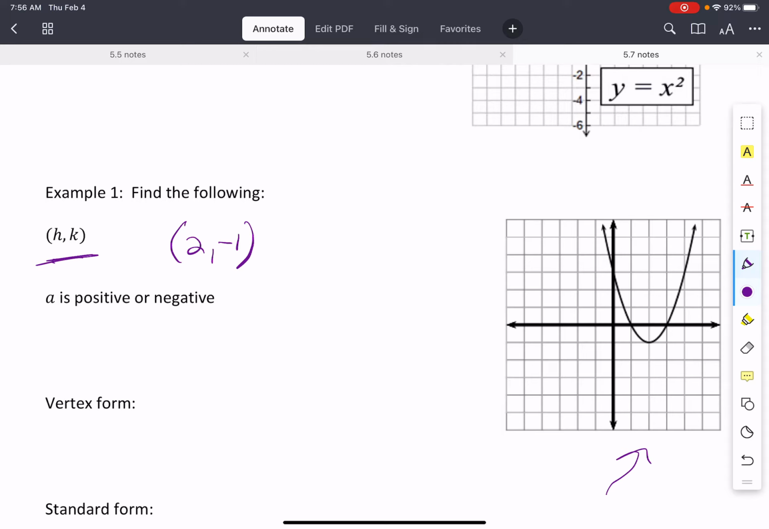Okay, so then I want you to look at this, and I want you to decide, is A going to be +1 or -1 for us?